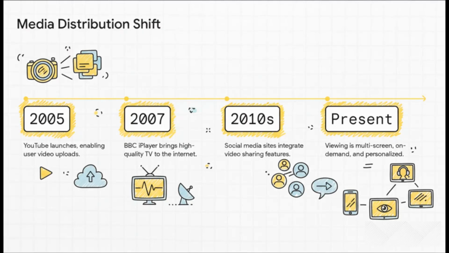This timeline really tells the story of a revolution. I mean, in 2005, YouTube comes along and completely changes everything, letting anyone with a camera become a publisher. Then, services like the BBC iPlayer proved that high-quality streaming was actually possible. And now we live in a world where we expect to watch whatever we want on any screen we own at any time. The power has totally shifted from the few to the many.